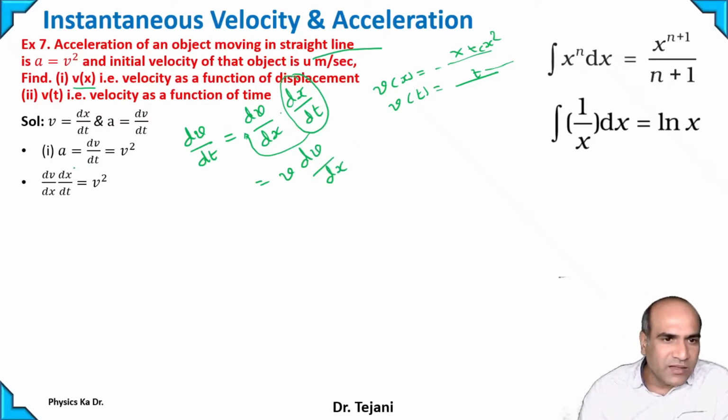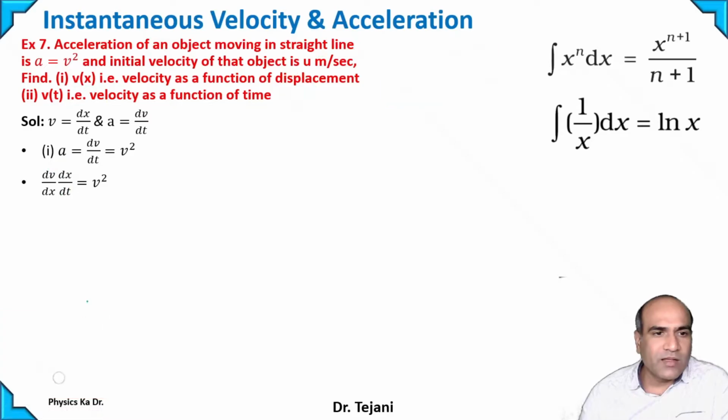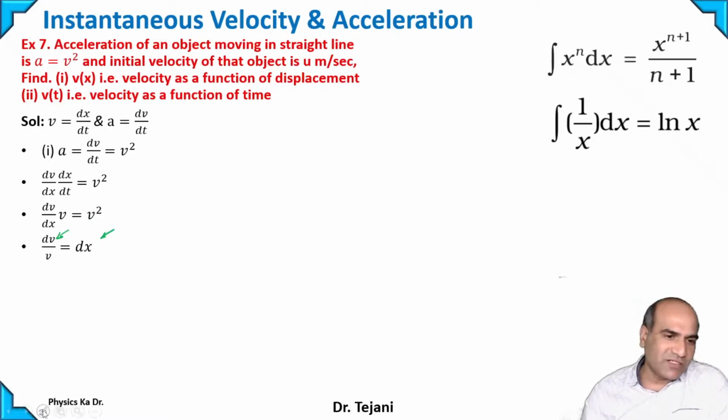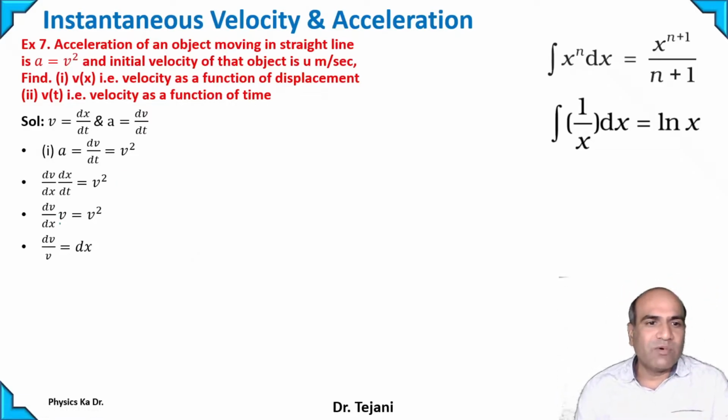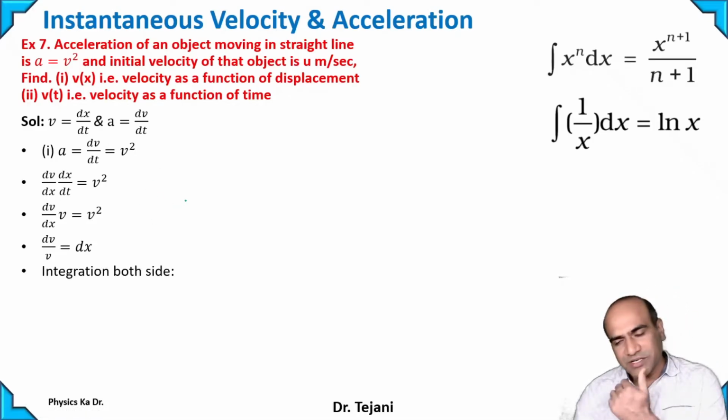Similarly, acceleration is equal to dv by dt. We can split this into dv by dx times dx by dt, and this dx by dt becomes v. We write v in the front. Then one v can be cancelled out, and the opposite side becomes v. We need one side to have all the v terms and the opposite side all the x terms. To integrate, both sides should have one variable each. Now let us integrate both the sides.